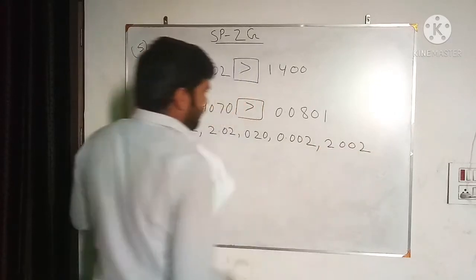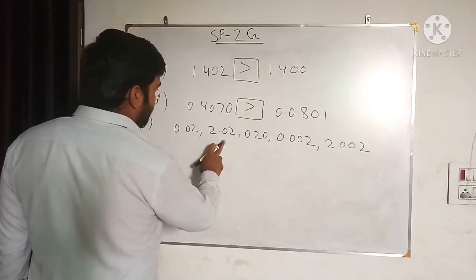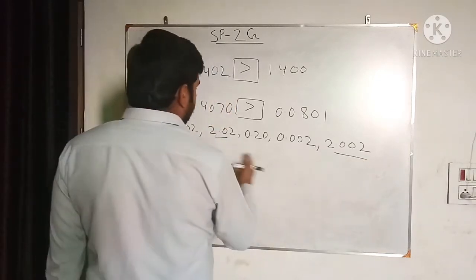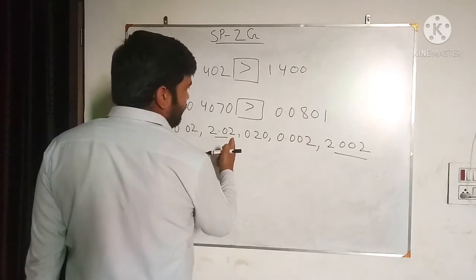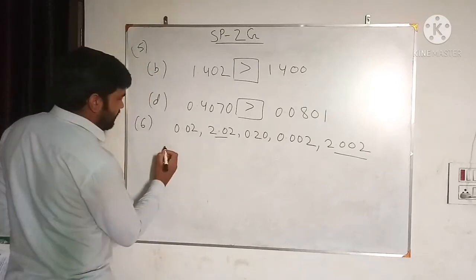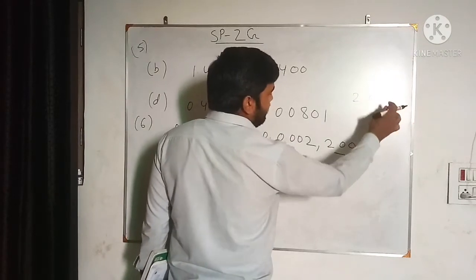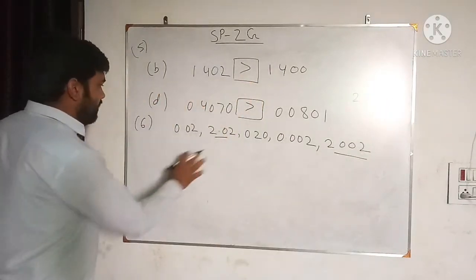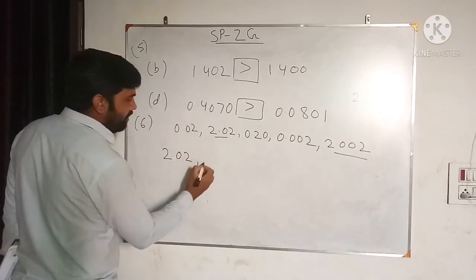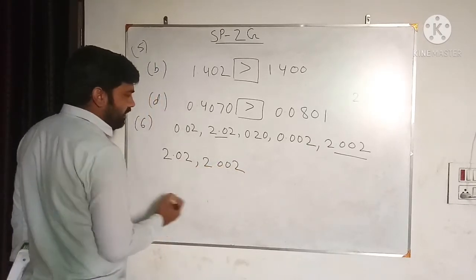Now see, this is 2.02 and this is 2.002. 2.02 means 2.020, that is 20, and this is 2. Now do the comparison. So 2.02 is greater, so you write it first. After that you write 2.002.